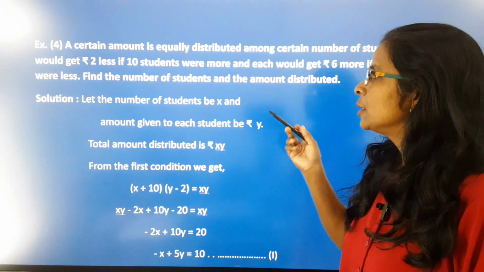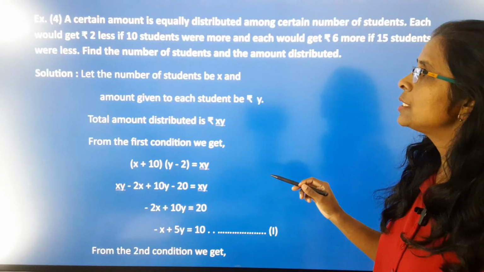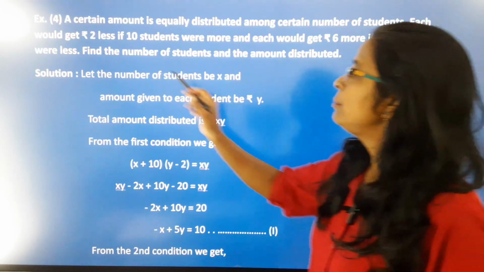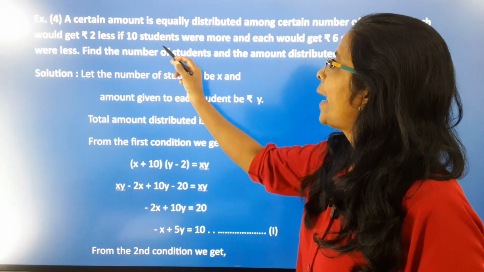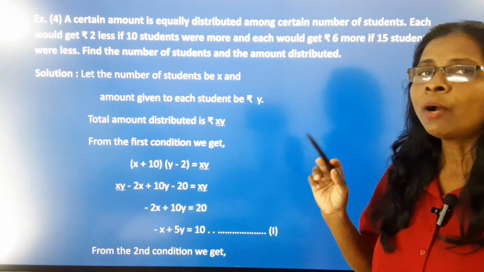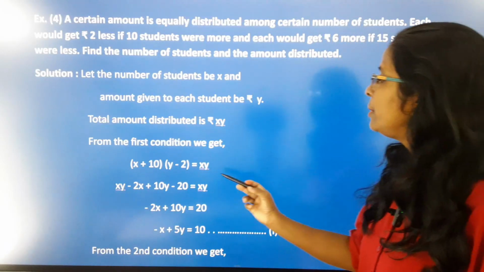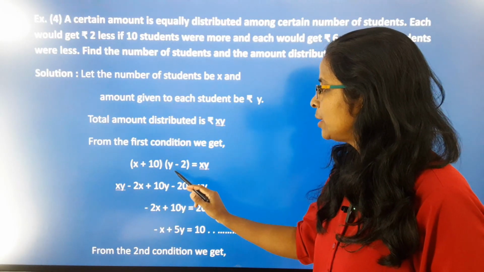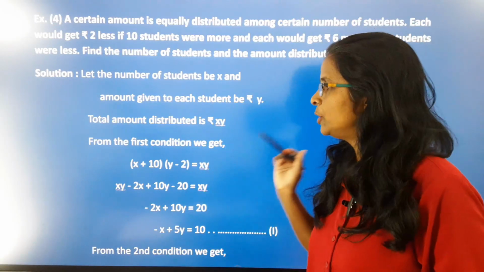Because the number of students is x. Now from the first condition we get, the first condition is that the certain amount is equally distributed. It would get rupees 2 less, and 10 students were more. 10 students were more means x plus 10, and the amount it gets 2 less means y minus 2. Then the total amount will be xy. So here x plus 10 in the first bracket, y minus 2 in the second bracket, which is equal to xy. As per the given first condition, we form the equation.